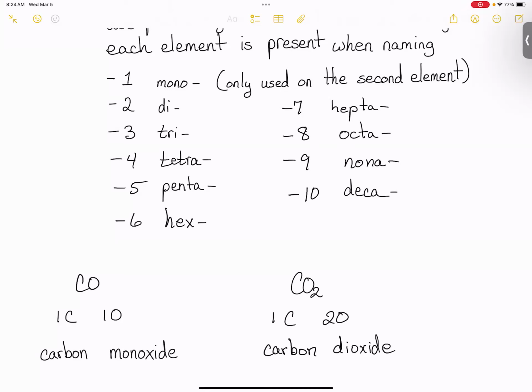This prefix system is important because I want to know whether I'm breathing in carbon monoxide or carbon dioxide. Now, both of them can kill you, but they kill you differently. Carbon monoxide will actually replace the oxygen in your bloodstream. Carbon dioxide can simply make you suffocate. So they behave differently.